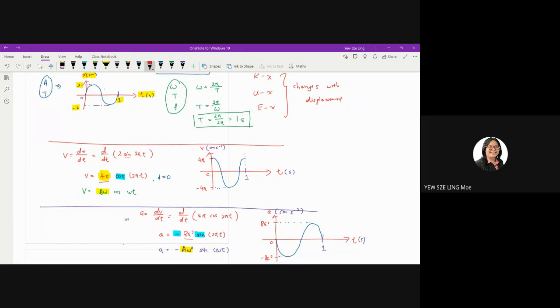Okay, so I give you some time. I want you yourself to try question 2 first. See whether you know how to differentiate it. See whether you know how to sketch the graph. Okay, we will continue at 2.40.